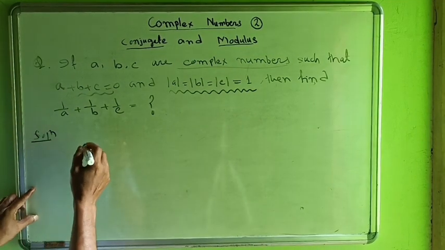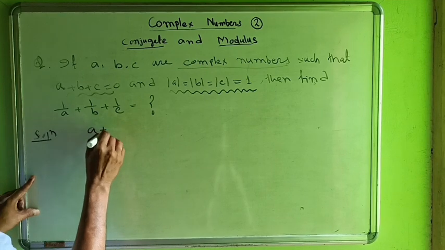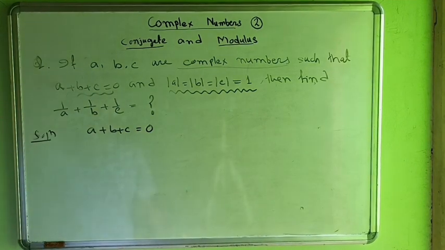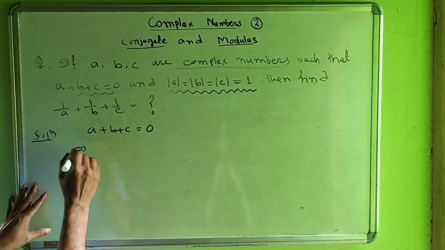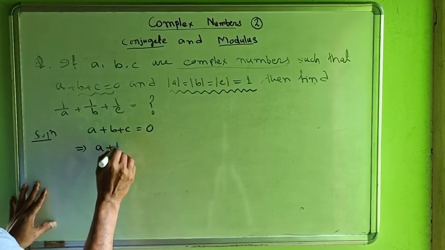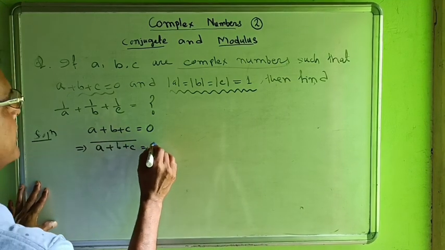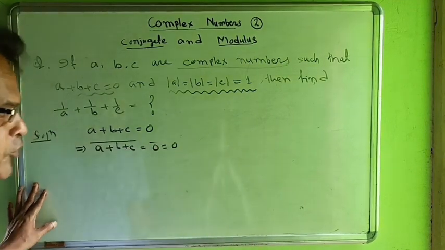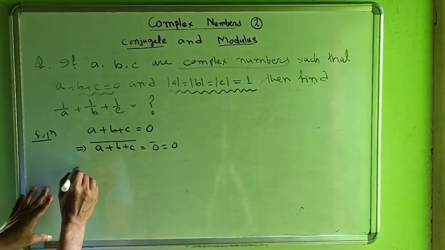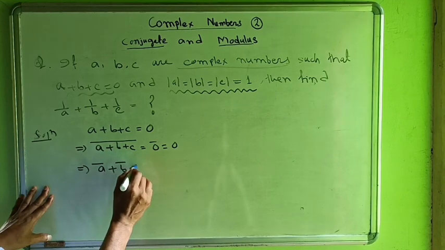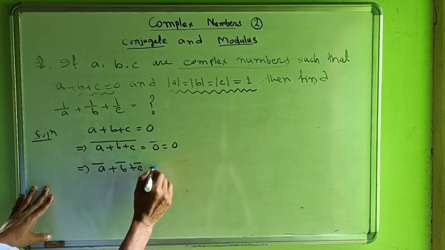Since we are given that a plus b plus c is equal to 0, if we take the conjugate of this number, then the conjugate of (a plus b plus c) is equal to what? 0 bar. 0 bar means what? 0. This can be written by formula as a bar plus b bar plus c bar is equal to what? 0.